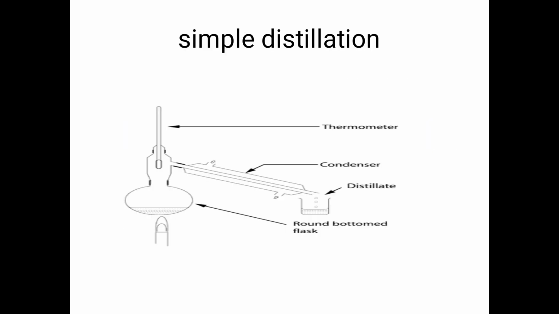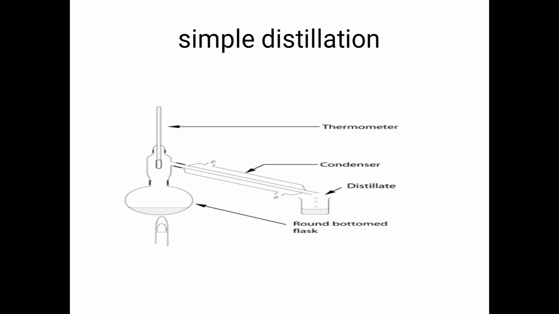This is the setup for simple distillation. Simple distillation contains a heat source and one round bottom flask. In the round bottom flask, we keep the feed mixture. That feed mixture has a more volatile component and a less volatile component. For the more volatile component, the example is ethanol and water, in which ethanol is the more volatile component.